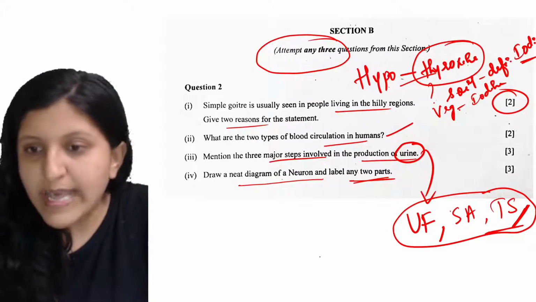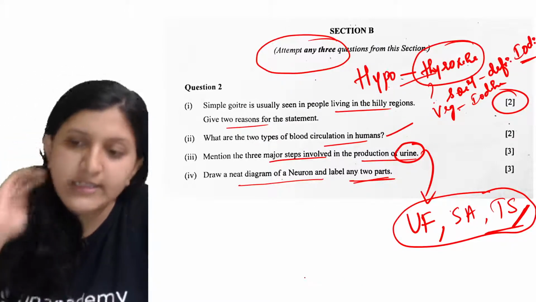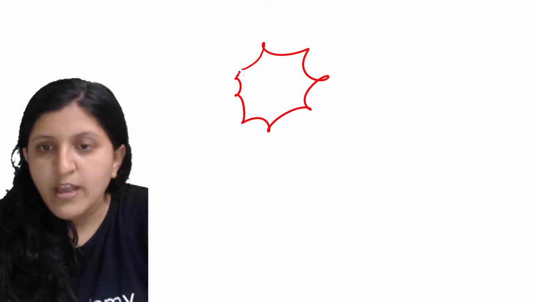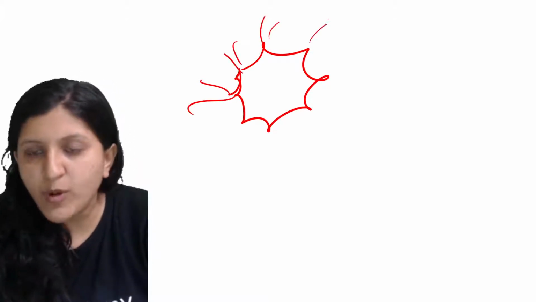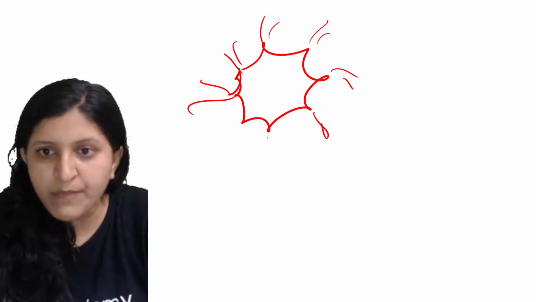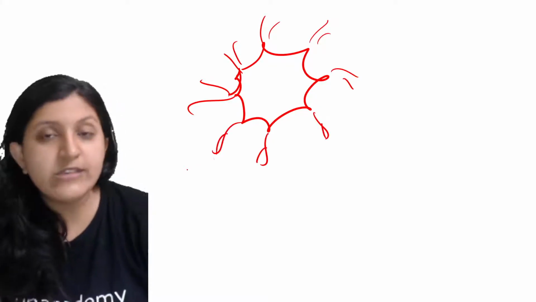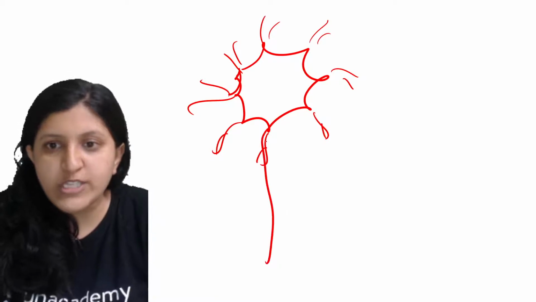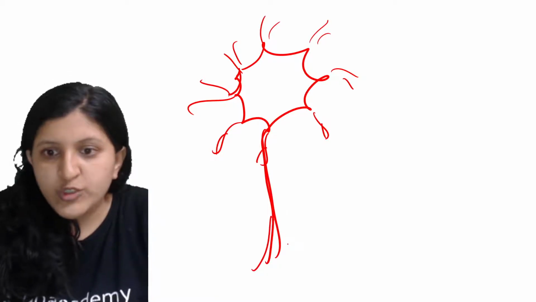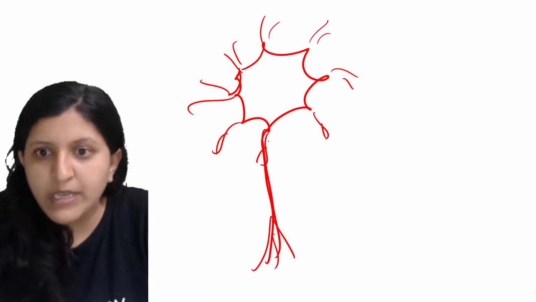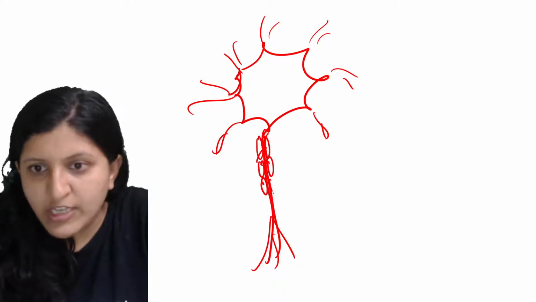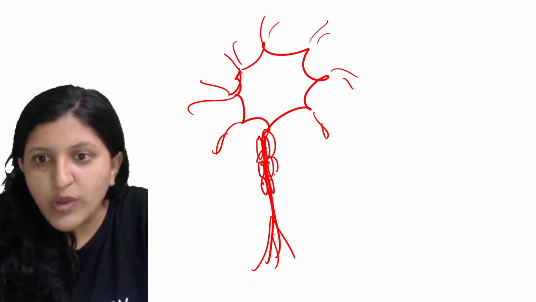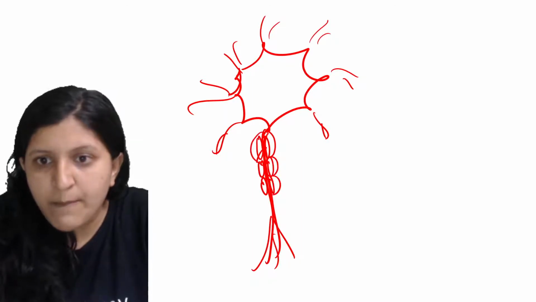Okay, so let's see. Cyton and other things you have drawn. Basically you can draw the neuron structure. One long process you will be showing, and these are short processes that you will show. Everything you need to draw. So this is one long process, which is having an axon terminal. You can show the myelin sheath covering this, and covering that you can show the neurolemma as well.